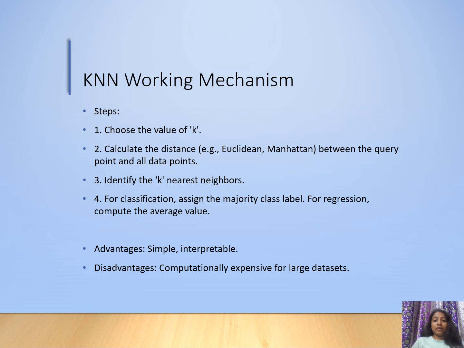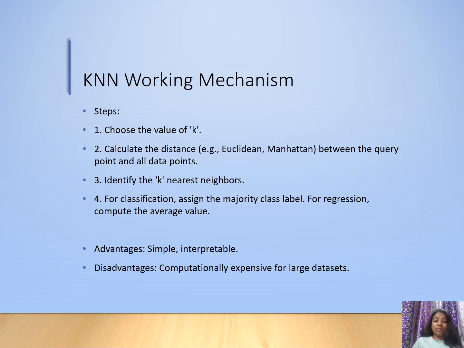How does the algorithm work? First, we choose the k value and calculate the distance between the query value and the data points. Then we identify the k nearest neighbors, and for classification, assign the majority class label. For regression, compute the average value. In classification, this is based on a voting system. If many of them voted for positive, then that particular point goes to the positive class. Otherwise, it goes to the negative class.